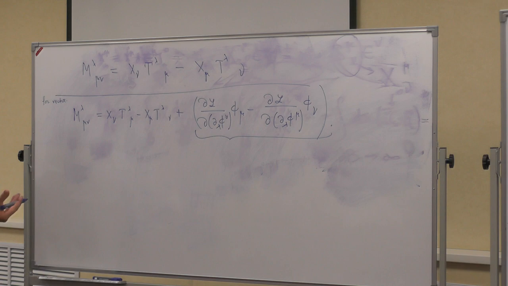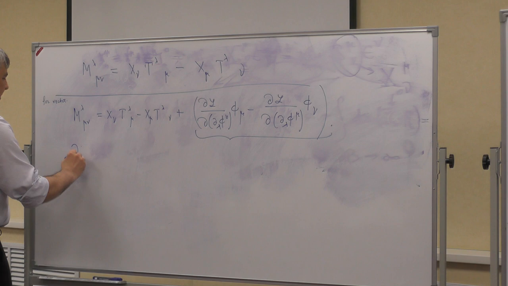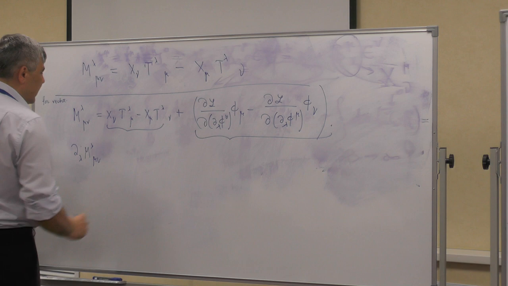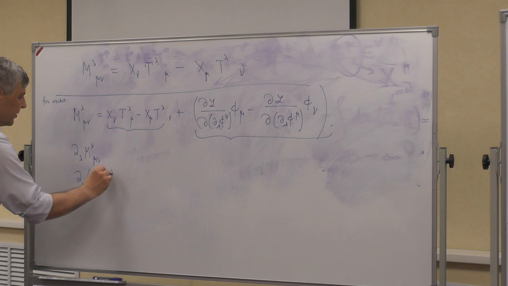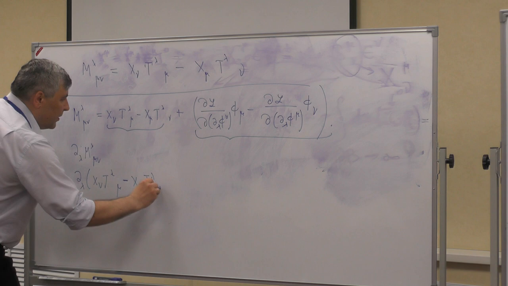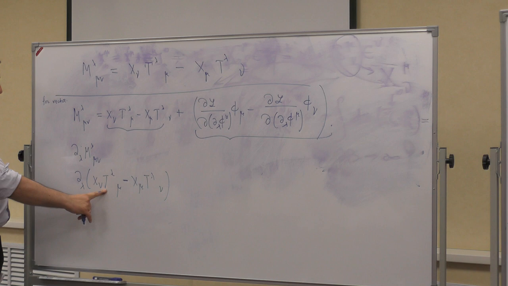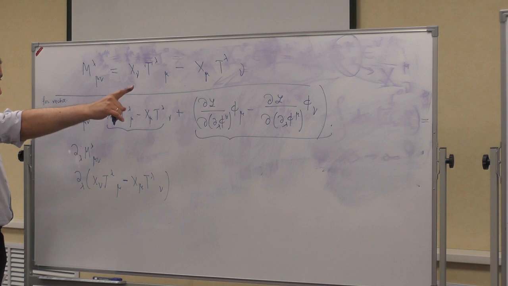And now, if you would like to verify the conservation of this tensor, so if you would compute the derivative ∂_λ M^{λμν}, first you have to compute the derivative of this expression here, and you see that if you differentiate this expression over λ, once λ can act on the stress tensor, and the corresponding derivative will vanish because the stress tensor is conserved, according to our discussion, it's conserved by itself.